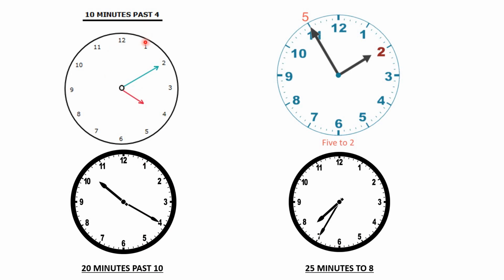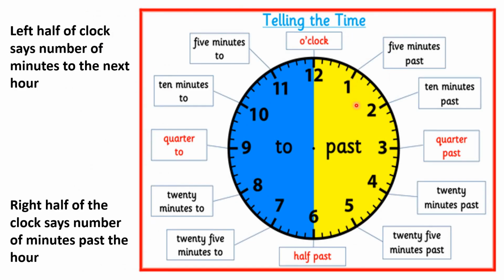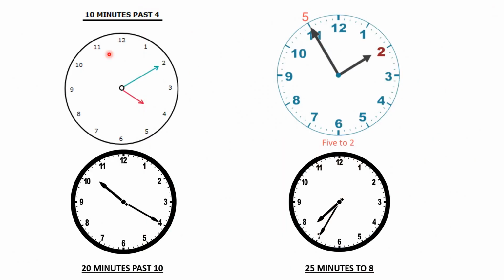Now in the first one you can see the minute hand is facing towards 2 and the hour hand is facing towards 4. So the time is 10 minutes past 4. When the minute hand is at 2, we have written 10 minutes past. In the same way here we say 10 minutes past, and the next number is the point where the hour hand is facing. The hour hand is facing towards 4. Therefore, 10 minutes past 4.